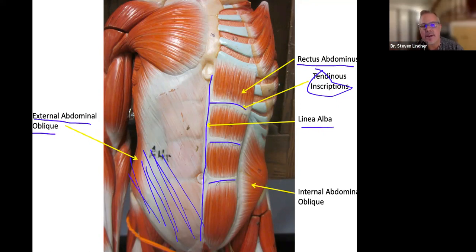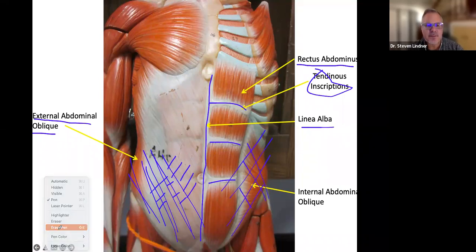And then the internal abdominal obliques are always going to run perpendicular to that, okay? So the internal obliques would run deep, but they would run in this direction here. That would be the internal on this side, always perpendicular. So the external on this side would run this way, and then the internal is running in the opposite direction, internal abdominal obliques, okay?